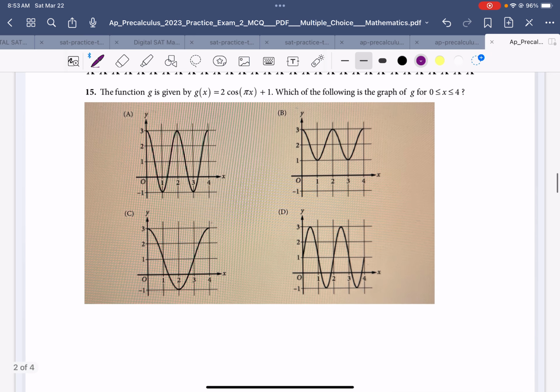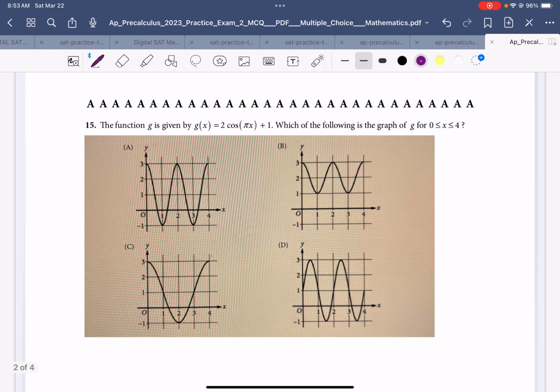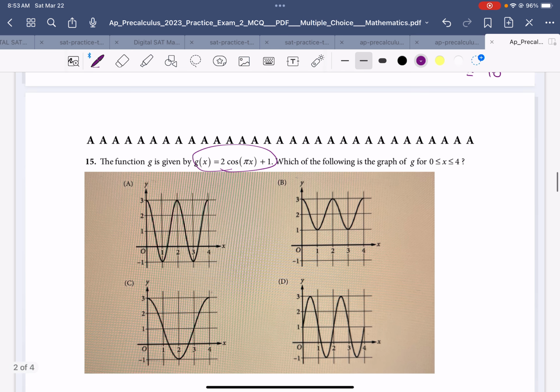Now number 15, the function g is given by g of x equals 2 cosine pi x plus 1, and which of the following is the graph of g between 0 and 4. Let's analyze this one. We know the amplitude is the absolute value, which is 2, and the period is 2 pi over b. In this case, b is pi, so the period is 2. And your center line is 1.